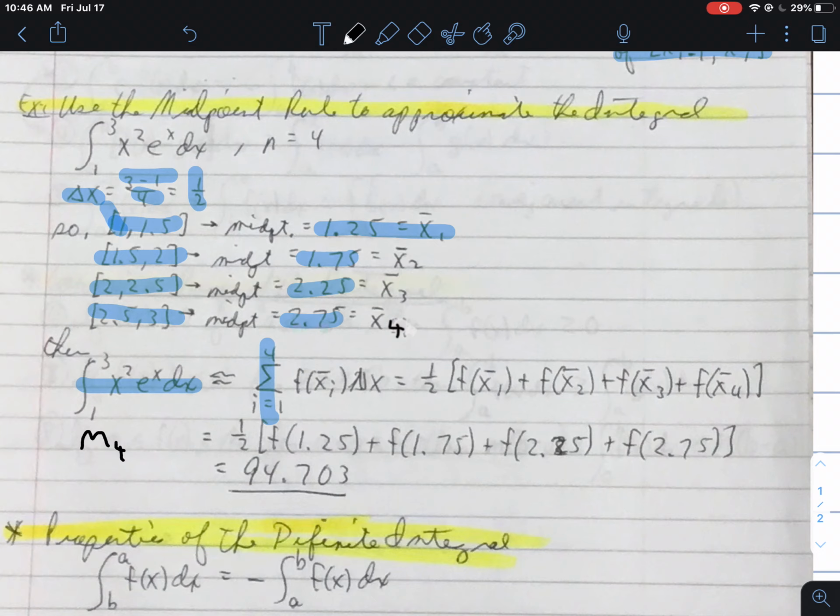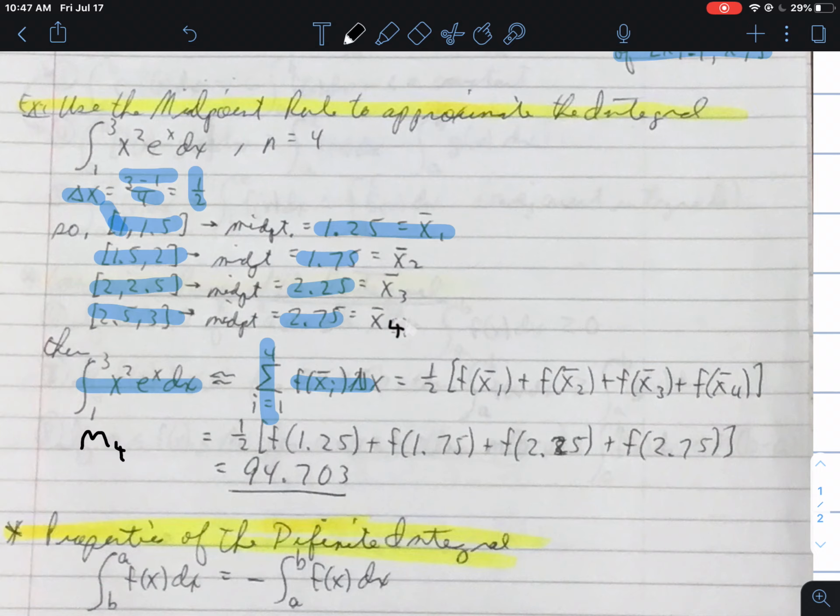Again, not such a big deal. I don't care if you don't call it anything. But it's the sum as i goes from 1 to 4 of f of x sub i bar delta x because we're using the midpoint. All right, so that's my reason for using that notation. And again, you don't even have to write this when you do your calculations.